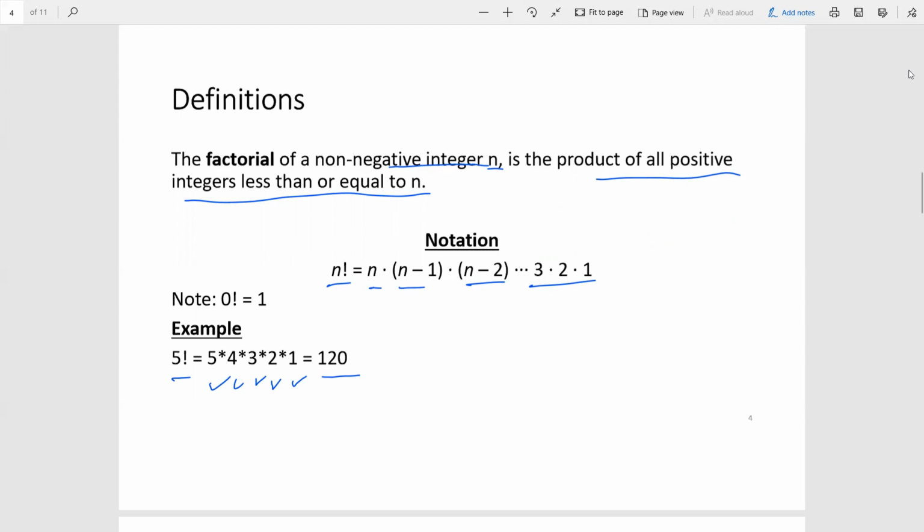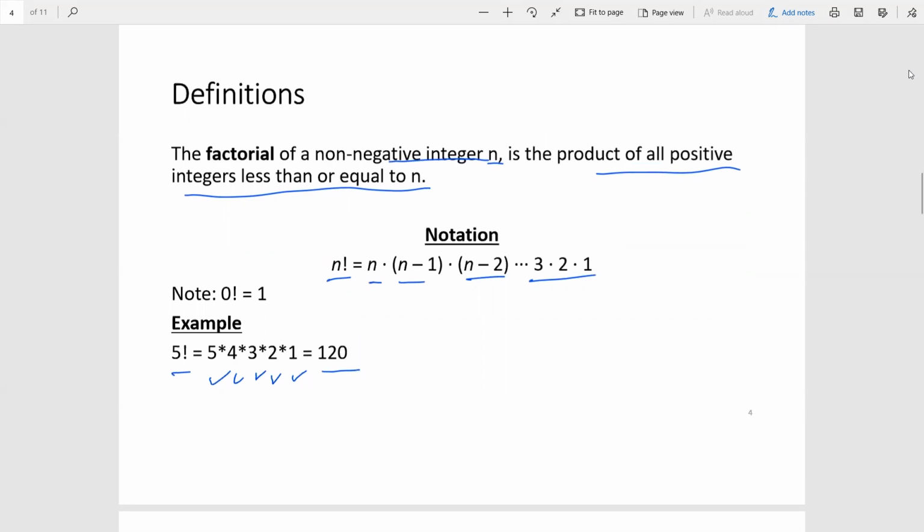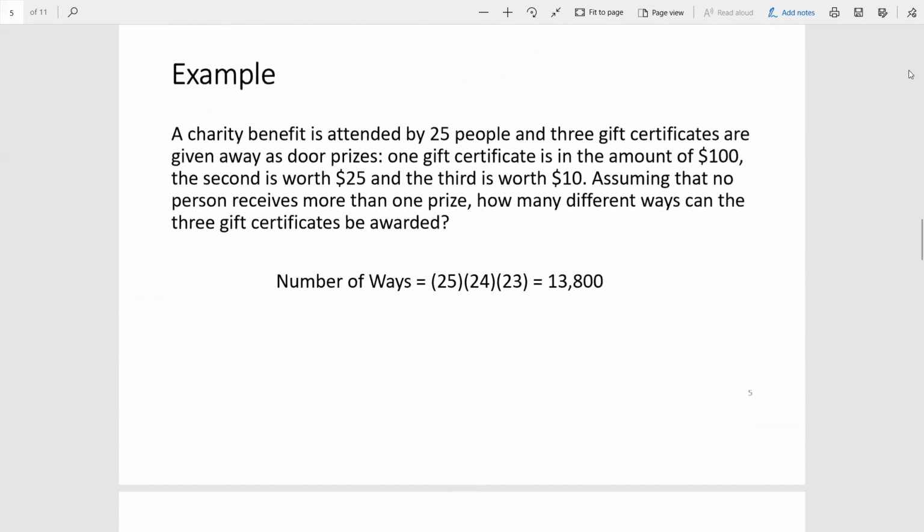Now, if you use the calculator we've been using lately, you won't even have to use the factorial. You'll just be able to do these combinations without it. But that's what n factorial is.